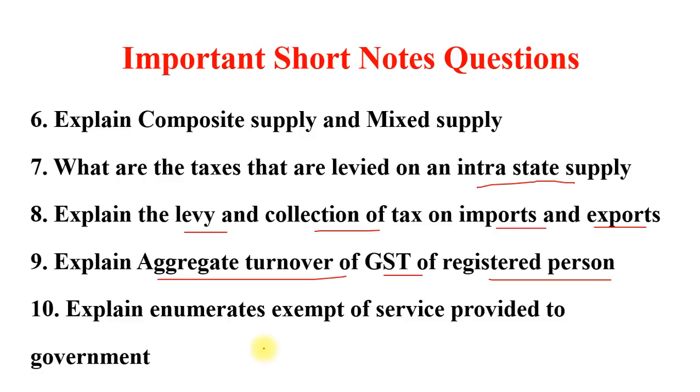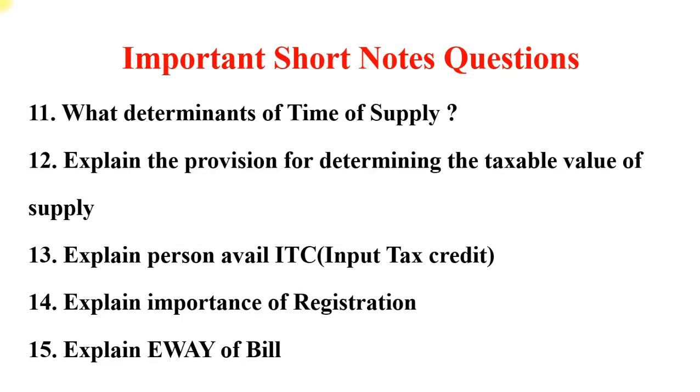Explain the composite supply, mixed supply, very important. What are the taxes which are levied on intrastate supplies? Explain what is levy, what is collection of tax on import and export. Explain what is aggregate turnover and give some examples of exempted services provided to the government. So these are the first 10 short notes which are important. Now let us take the next five.